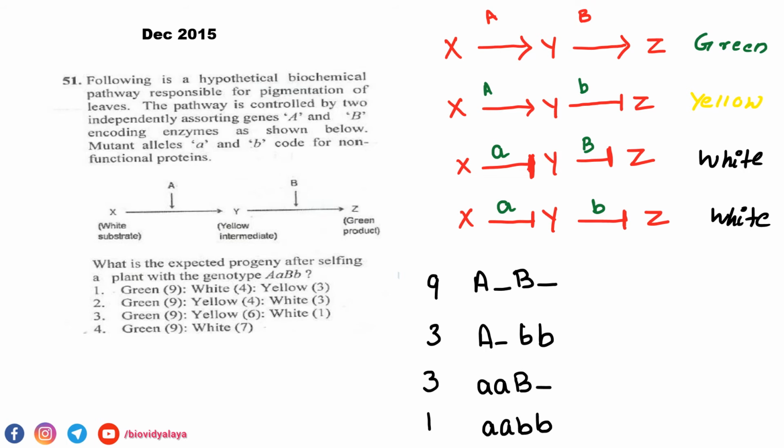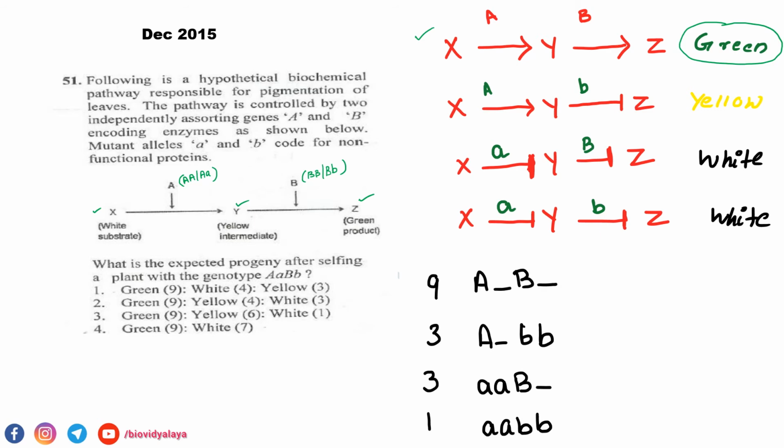Here the white color substrate X is converting to yellow color intermediate Y, and this yellow color intermediate Y is converting to green color product Z. So the white color substrate is converted to the yellow color intermediate by the dominant form of the gene A. And this yellow color intermediate is converted to the green color product by the dominant form of the gene B. So both the dominant forms of the genes A and B are required for the formation of green color pigment.